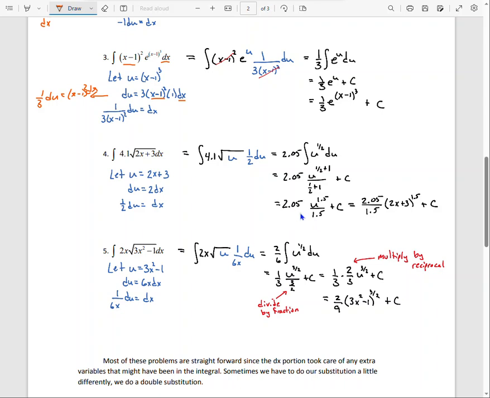2.05 divided by 1.5, and then reverse our substitution, replace the u with the 2x plus 3 that we started with, and 2.05 divided by 1.5 times the quantity 2x plus 3 to the 1.5 plus c. The reason I didn't simplify this, I probably should have at least called it 205 over 15 and then factored out, canceled out a 5.